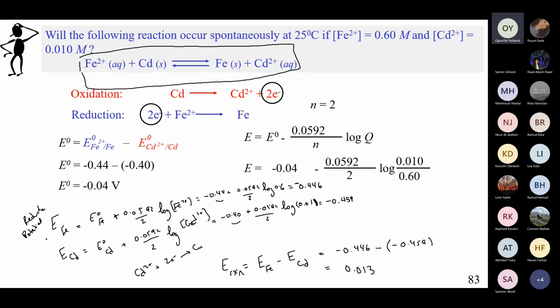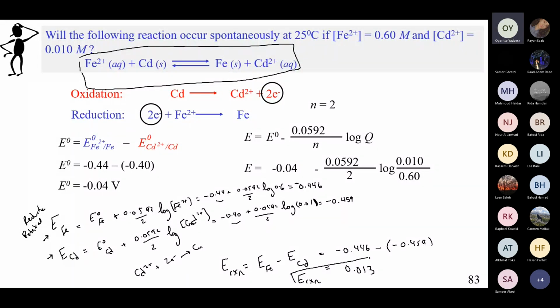So what did I do here? I did each electrode by itself, or each couple by itself, the reduction potential of each couple, corrected using the Nernst equation because I have different concentrations than 1 molar. Then I got E of the reaction, depending on who's the oxidation and who's the reduction: E reduction minus E of the one undergoing oxidation. And I got the E of this reaction.